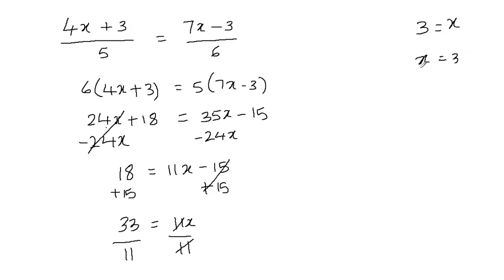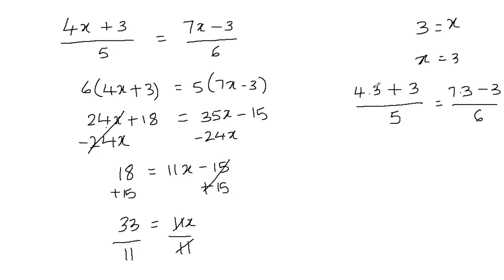Now, if you want to check whether your answer is correct or not, what you can do is plug this value back into your equation and see if your equation is true. So let's do that real quick. In place of x, I'm going to plug in 3. So this is going to give me 4 times 3 plus 3 over 5 is equal to 7 times 3 minus 3 over 6.